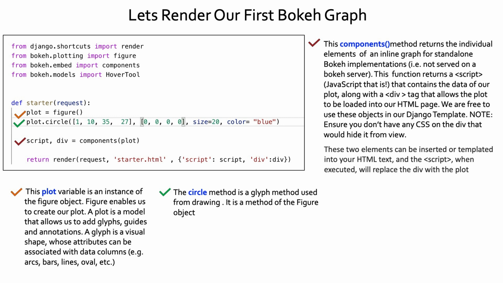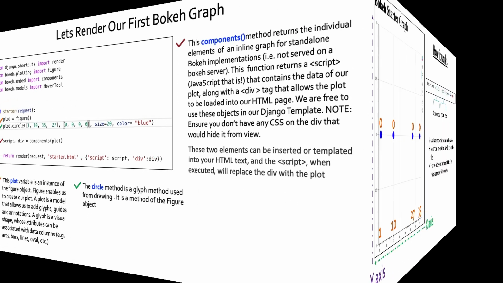Guides and annotations. The glyph is a visual shape whose attributes can be associated with data columns, such as arcs or bars or wedges or lines or ovals or whatever. The circle method is a glyph method used for drawing. It's a method of the figure object. Okay, so we put all these things together. We have our figure, we have our plot that things get plotted onto. Then we have our glyphs, and there could be many of those, multiple. We're just using a circle here, and then we're going to see on the next page what this looks like.